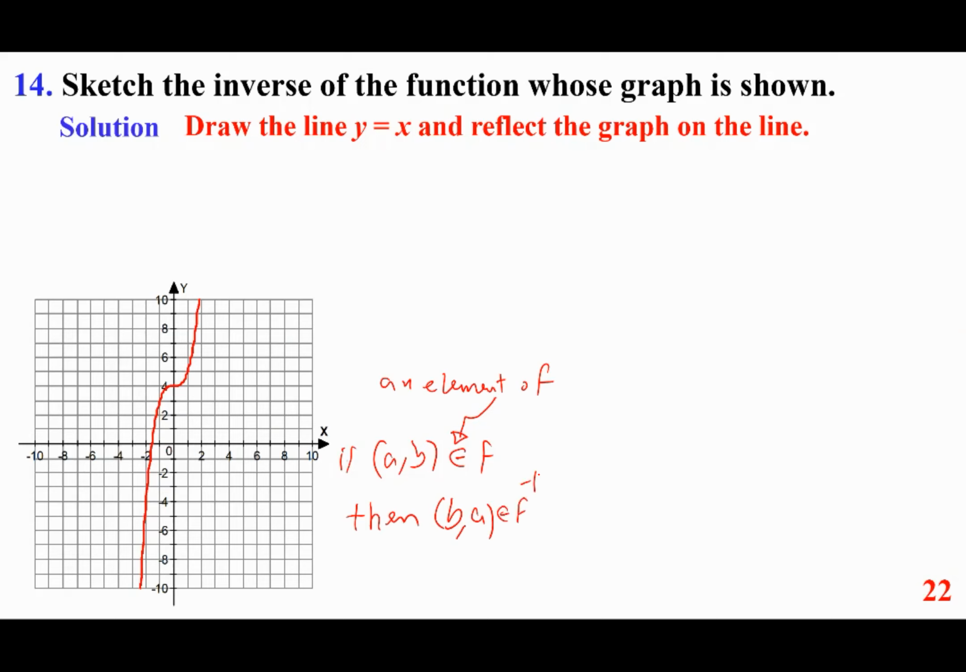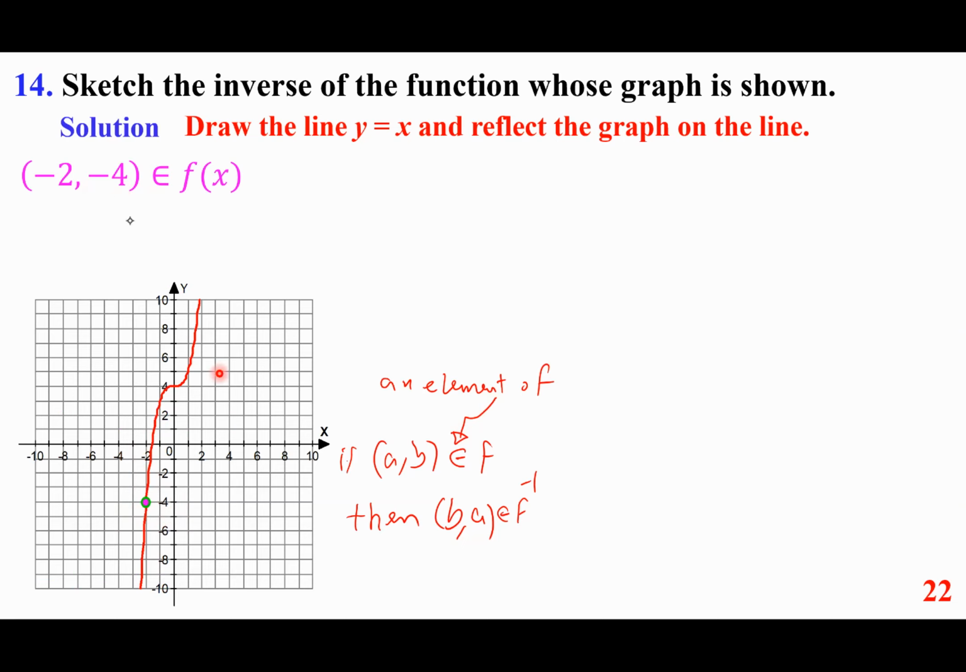So if you find any pair on this one, then reverse the x and y coordinate, you have a pair for its inverse, and go with easy pairs. Look at this pair, for example, this is an easy one, it seems to have coordinates -2, -4. That is a pair on f of x. And basically, I'm going to go through the process. It says that -4, -2 belongs to its inverse.